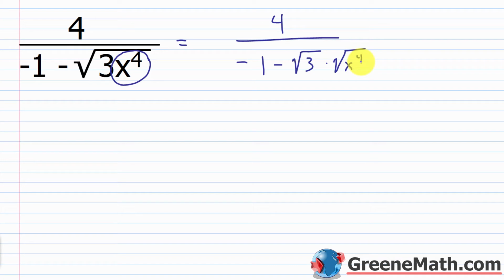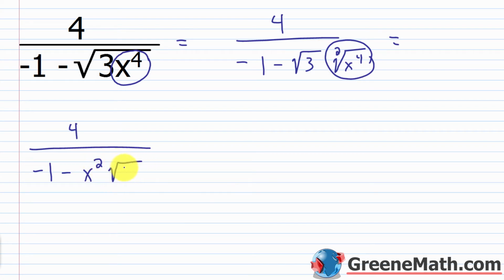So you should all know at this point that, again, if the index is 2 and the exponent in here is a 4, you just divide. 4 divided by 2 is 2. In other words, the square root of x to the 4th power is x squared, because x squared squared would give you x to the 4th power. So we can rewrite this and say we have 4 over -1 minus x squared. So we'll put x squared out in front times the square root of 3.